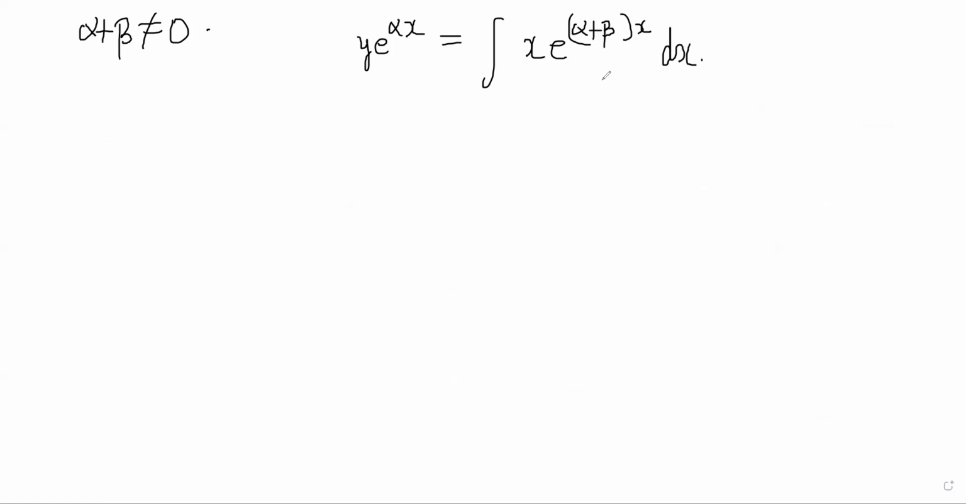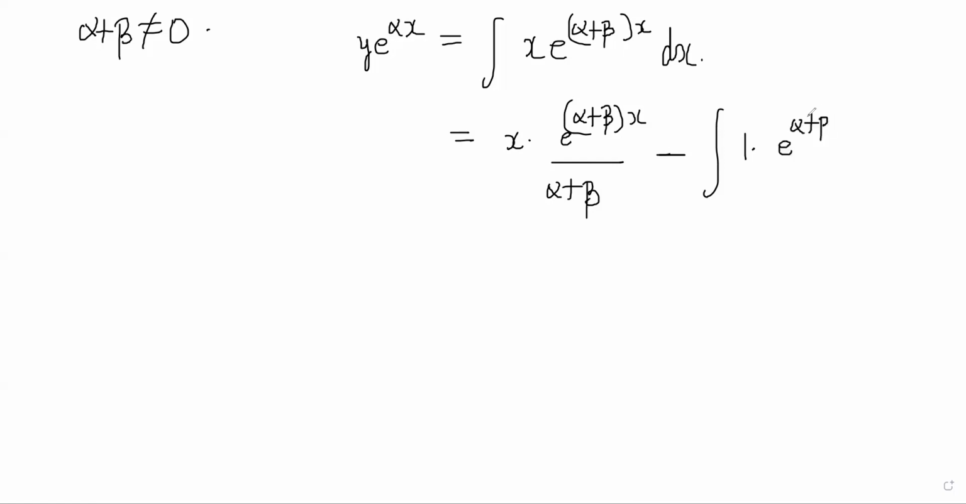What we can do here is a simple integration by parts, right? I will say x is my first function, and the integral of the other becomes e power (alpha plus beta)x by alpha plus beta, minus the integral of the derivative of x, which is 1, times e power (alpha plus beta)x by alpha plus beta dx.